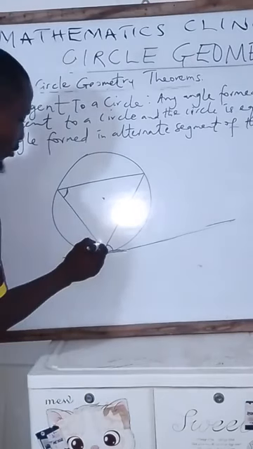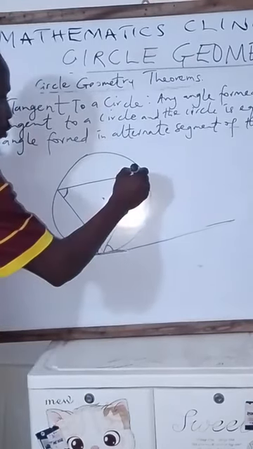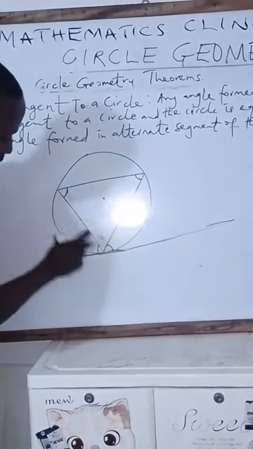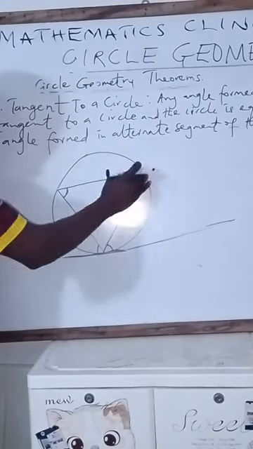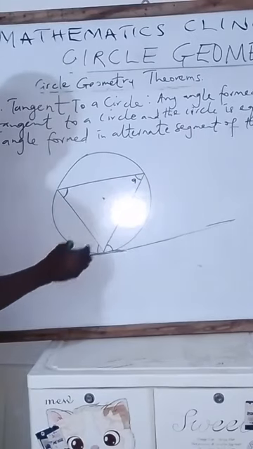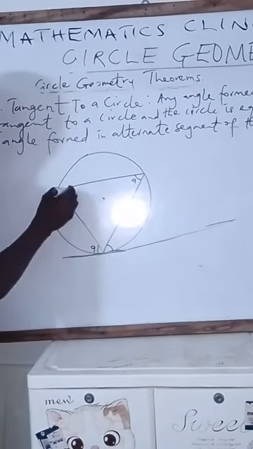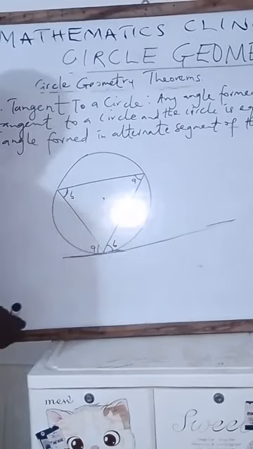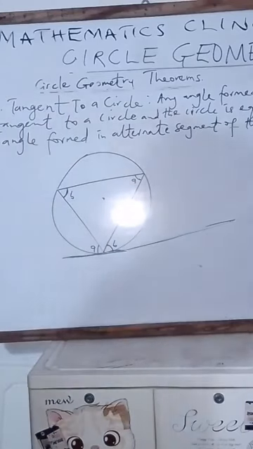Likewise, I can say angle formed here is also equal to angle formed here. This is another segment. From here, another segment here. So angle here is equal to angle here. If here is A, here is also A. If here is B, here is also B. That is what that theorem is talking about.